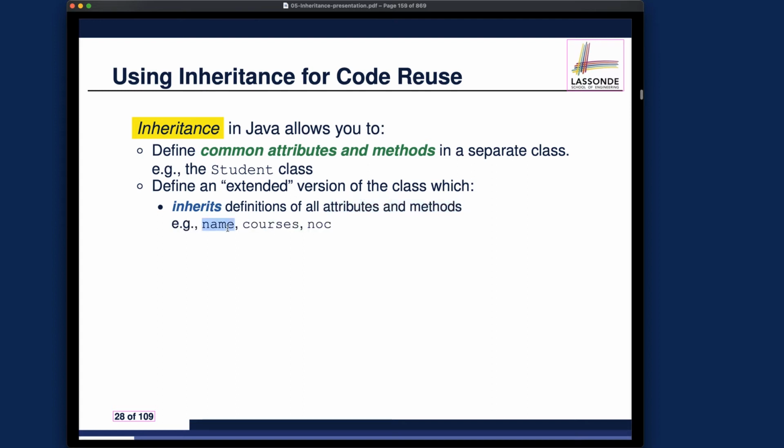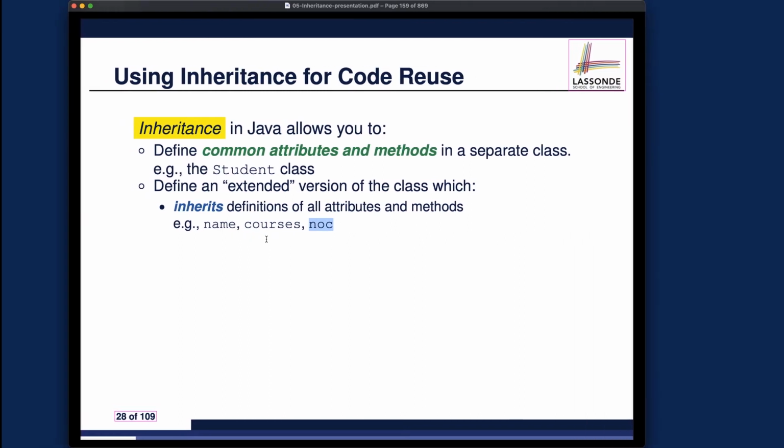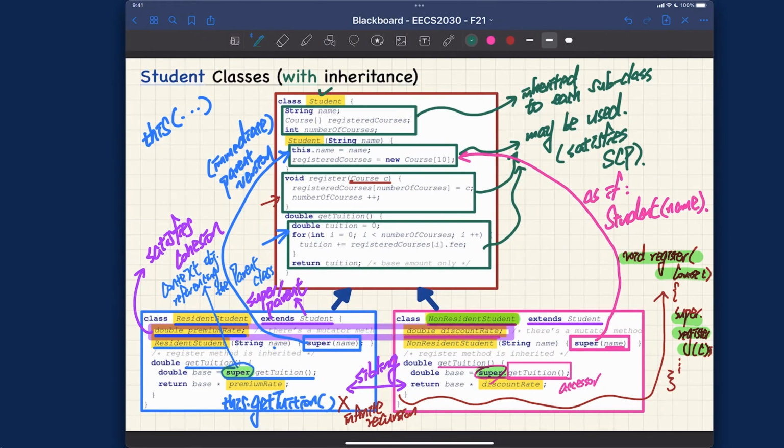It can be name and can be courses and also NOC. So what I meant was, if you go back to this diagram over here, you can see all the attributes, the name, courses, and also number of courses. All these attributes will be made available to the resident students and also non-resident student as if they declare these attributes in their classes, but now they become just implicit. They're simply inherited. And when we visualize the child objects, you will see exactly what I meant.